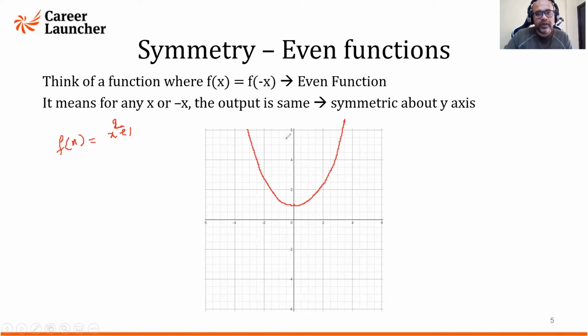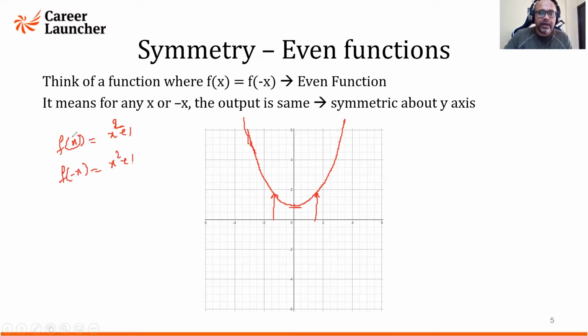Okay, it is supposed to be symmetrical. Okay, this is 1. Now whether I put positive x or I put negative x, my output is the same. And clearly this is an even function because f of minus x will also be x square plus 1.